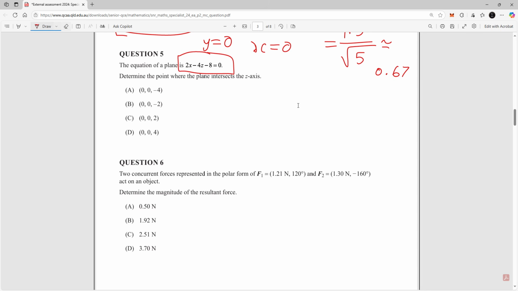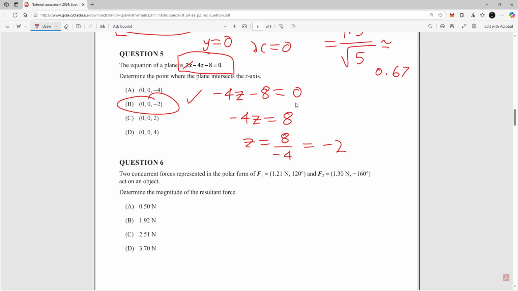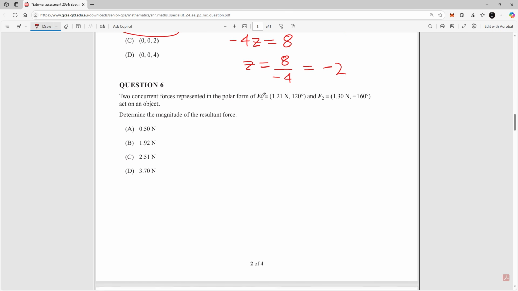Okay, so here we just chuck in x equals 0. So that disappears. So we're left with the equation negative 4z minus 8 equals 0. Move the minus 8 to the other side, so negative 4z equals 8, and divide both sides by minus 4. So z is going to be 8 divided by minus 4, which gives you negative 2. So the correct answer here is going to be B, because it's 0, 0, minus 2. Okay, alrighty, let's move on to the next one.